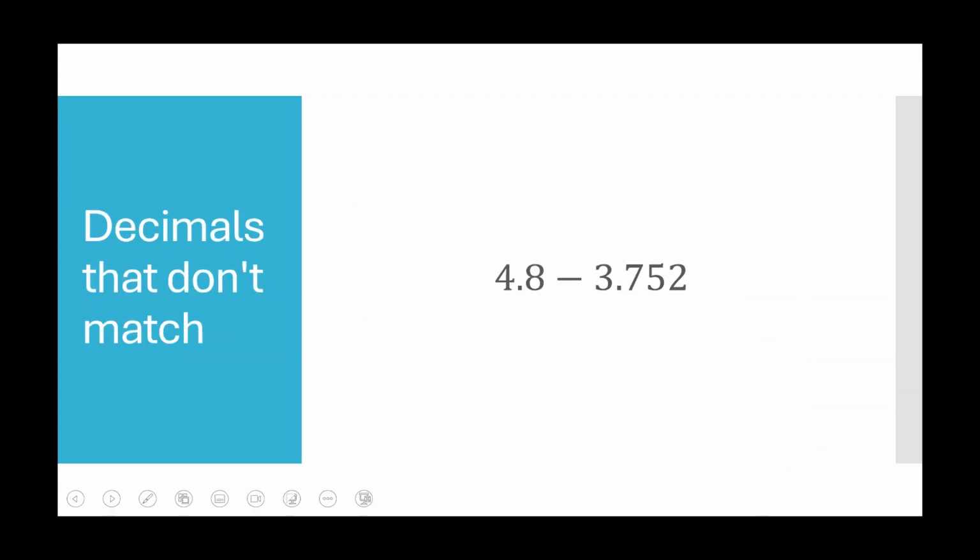When you're lining up your decimals and they don't match, as I said, you can add in those placeholder zeros. So 4.8 is the same as 4.8 with any number of zeros after it that you would like. And then you can just start borrowing and subtracting just like you would.